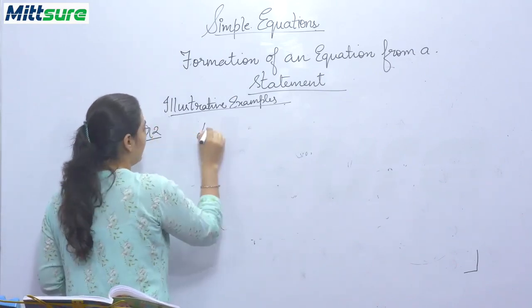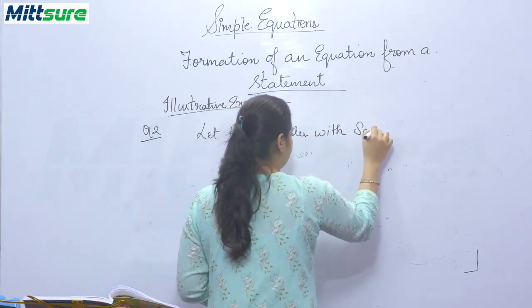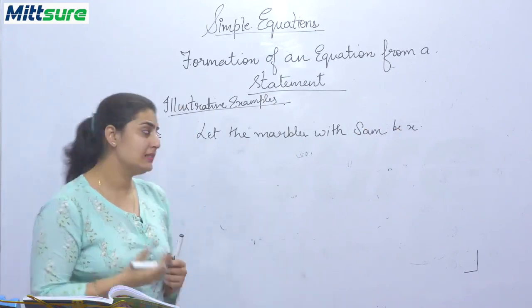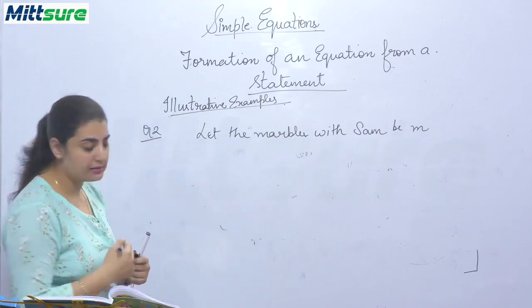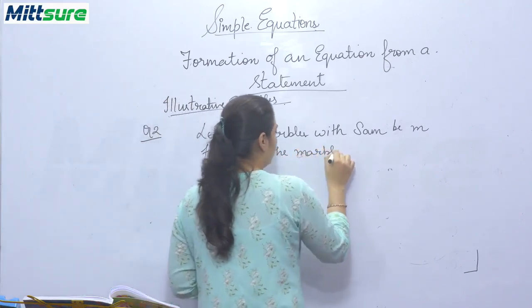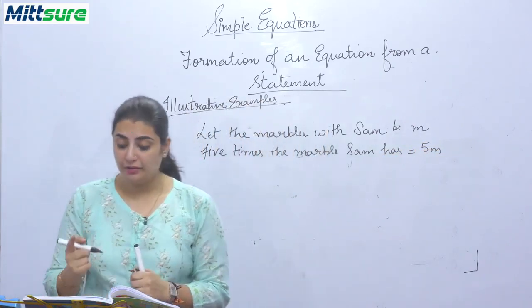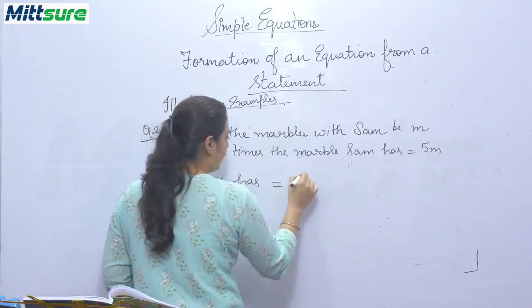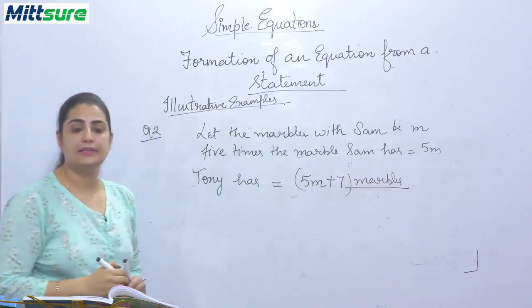So let the marbles with Sam be x. Okay, so we have supposed that the marbles with Sam is x. You can suppose it as, since we are talking of marbles, I will take a small m for that. Now then, 5 times the marbles Sam has, 5m. Okay, then Tony has 7 more marbles than him. So what is the total number of marbles Tony has? Tony has 5 times m plus 7 marbles. Right? These many marbles are present with Tony.